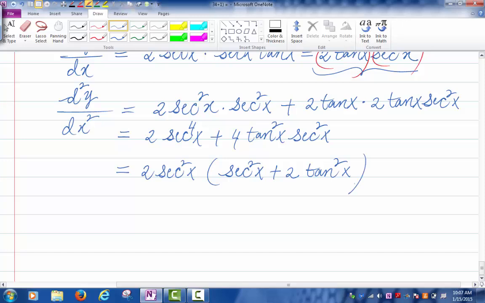Everybody is okay? I did this problem just to remind you of the second derivative. Now if I ask you to find the third derivative, you can also do that. You find the third derivative by taking the derivative of the derivative of the derivative, so you take the derivative of the second derivative. That's what I mean. Okay.